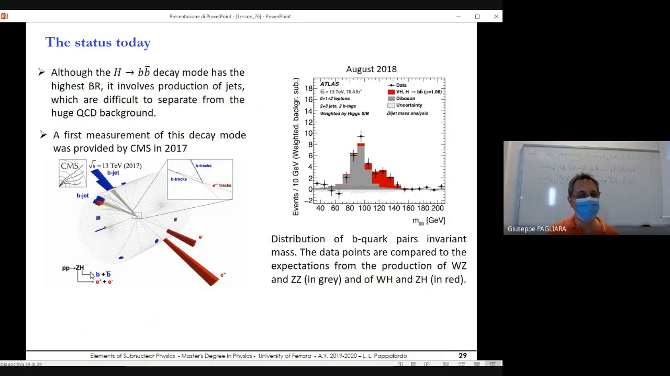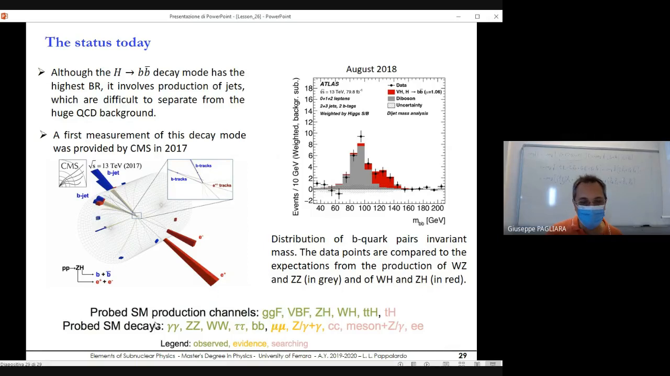Now the question is: is this a real signal from the Higgs, or can it be b bbar from a vector boson? The Z can also become b bbar, right? So here you can compare the data, which are the points, with either this gray histogram, which represents only the production of ZZ and WZ, or the red one, which includes also the possibility of WH and ZH. And in fact, the data match this second hypothesis. So indeed, these b jets were coming from the decay of the Higgs.